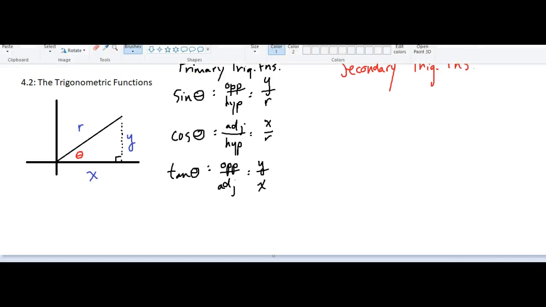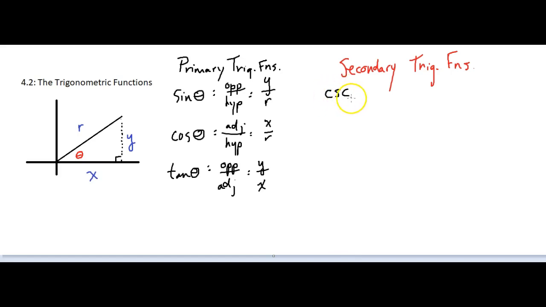All right. Those secondary trig functions are actually the reciprocal of each of the 3 primary trig functions. So each one has a corresponding reciprocal function. The reciprocal for the sine of theta is called the cosecant of theta. And its short form is CSC, cosecant. So that is cosecant of theta. And that is the reciprocal. So instead of opposite over hypotenuse, it becomes hypotenuse over opposite, which then is r over y.